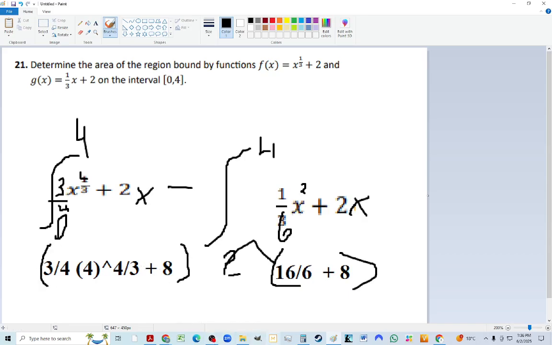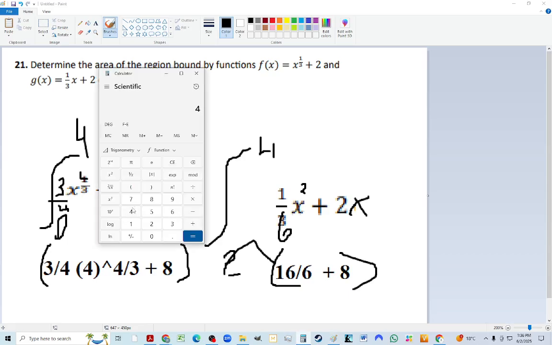So let's first find 4 to the power of 4 over 3, which is 6.349. To prove that, in case you're not comfortable with fractions, you'd find 4 to the power of 4, and then you'd find the cube root, and you'd get the same answer. So that's 4 to the power of 4 over 3. And we're going to multiply by 3 and divide it by 4. So that's that. And then we've got to add 8.